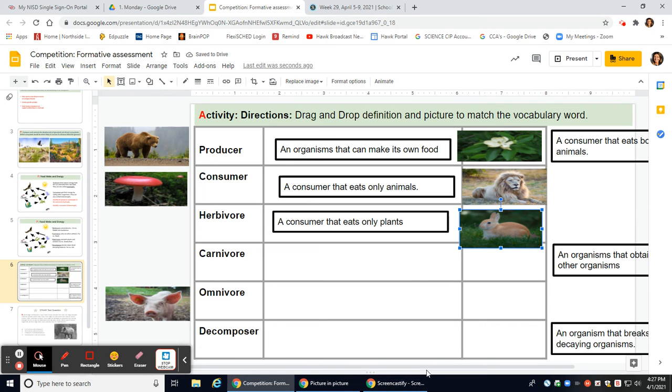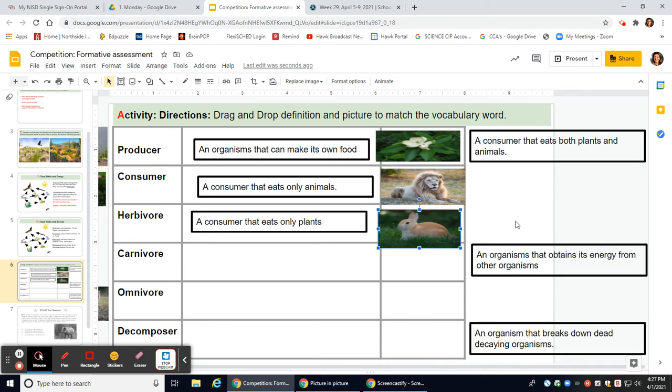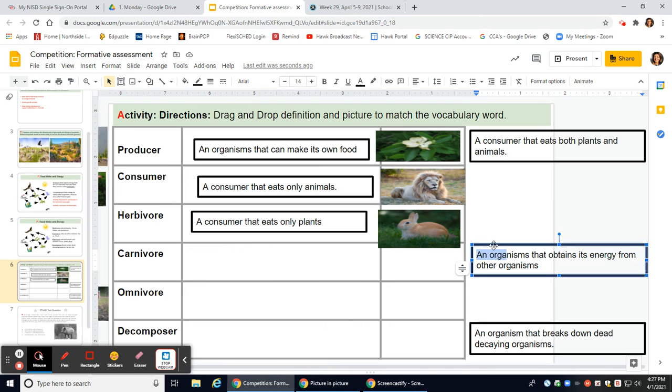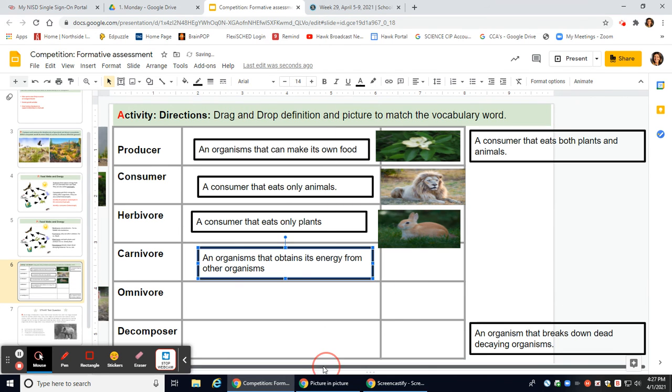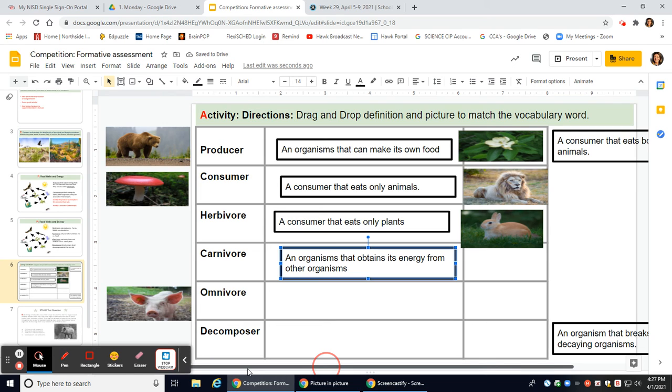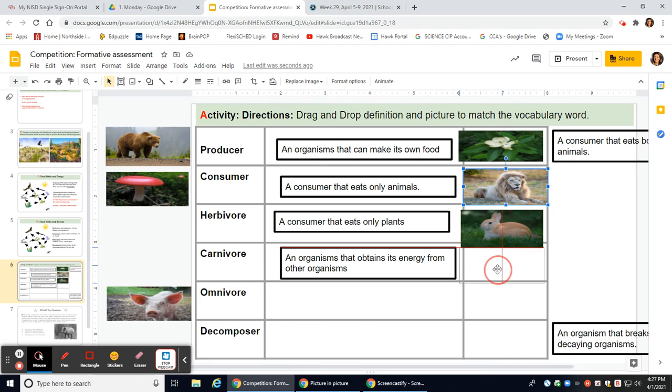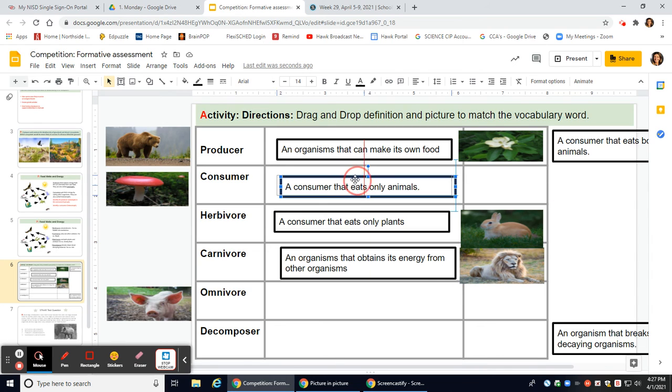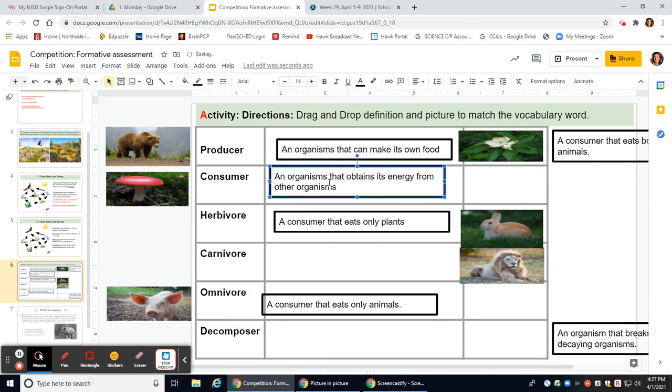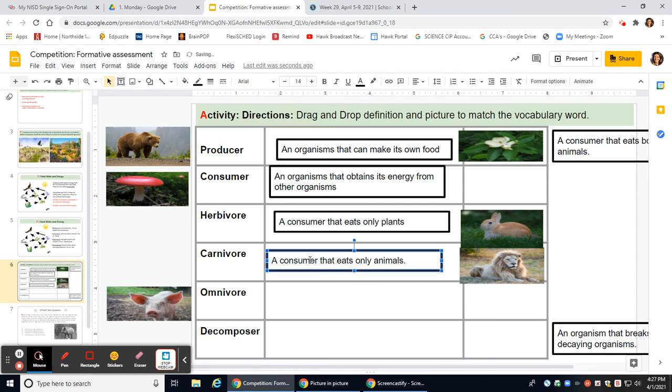A carnivore would be an organism that obtains its energy from other organisms. Probably. Let's drag that over there. And so going over to my pictures, a carnivore, I would say would be the lion. So I'm going to switch him down there. So a consumer eats only animals. I would switch these definitions around too. So a consumer would be an organism that obtains its energy from other organisms. And then a carnivore is going to be a consumer that eats only animals.